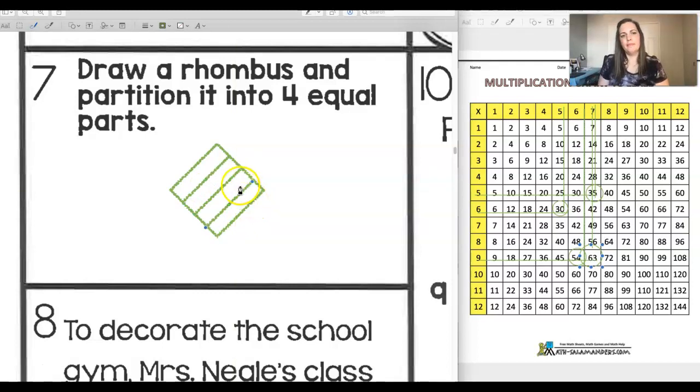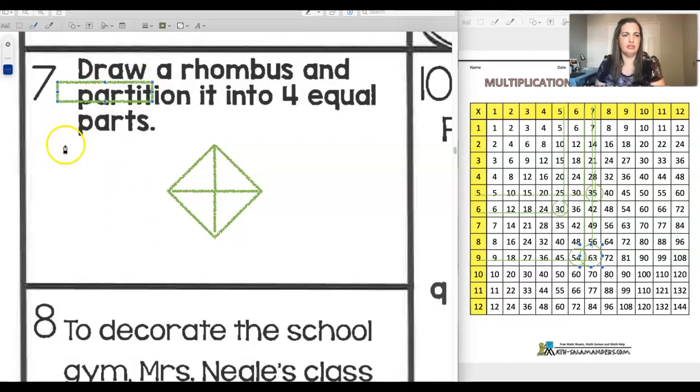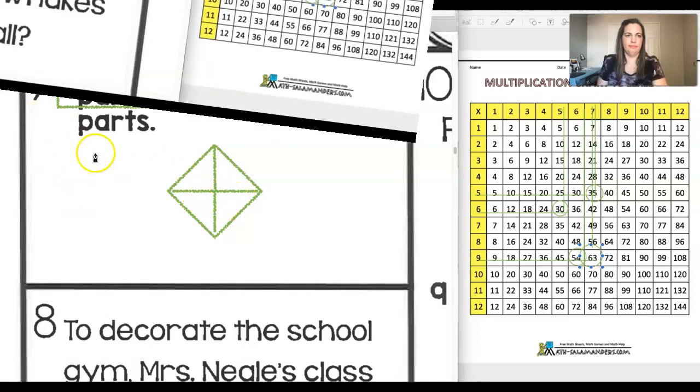So it could look like that, or I could go the other way, and I could do it like that, or you could connect them all in the middle. And I could divide it that way into triangles. Okay, remember that partition comes from the word part, and it just means put it into parts. And it's important to pay attention to this word equal. The parts must be equal.